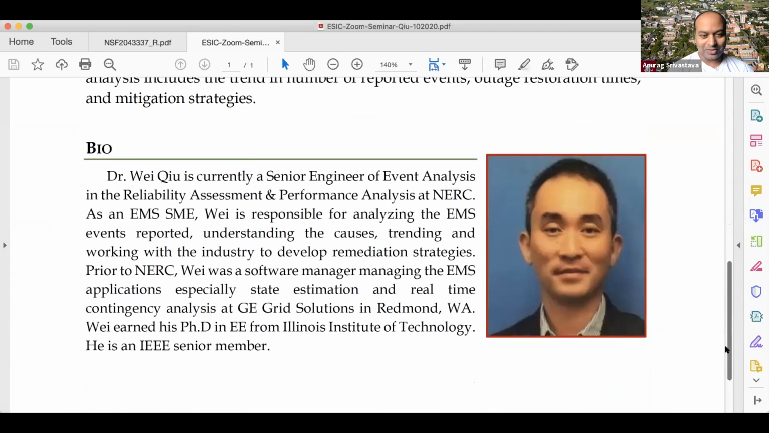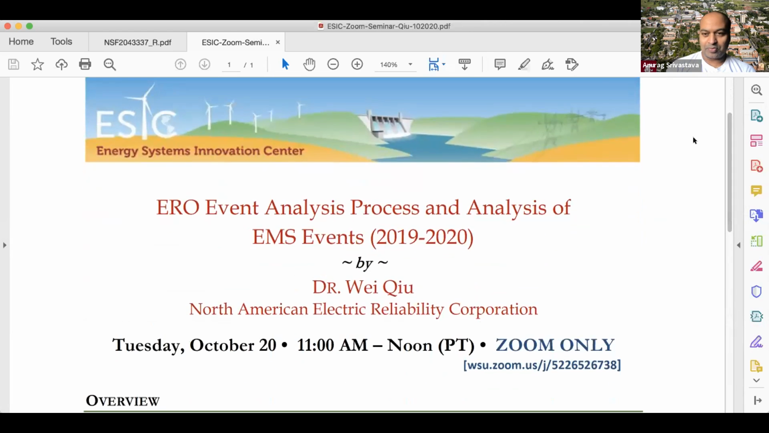Wei and I went to the same school long back. He's currently a senior engineer of event analysis in the reliability assessment and performance analysis at NERC. As an EMS SME, he's responsible for analyzing all the EMS events reported, finding the root causes and trending, and also working with industry to develop remediation strategy. He worked at GE Grid Solutions Redmond for several years as a software manager managing the EMS application, especially state estimation and real-time contingency analysis. And he's an IEEE senior member. So with that, we'll stop sharing, and it's all yours, Wei.